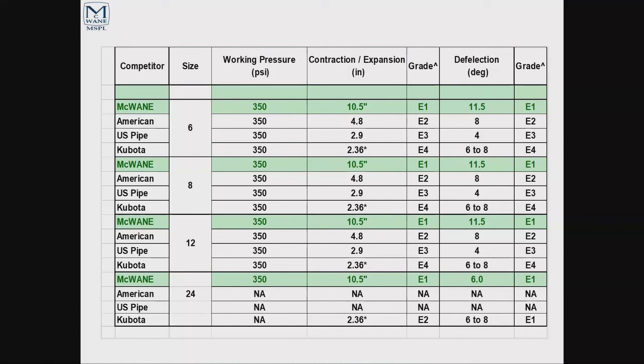Here's another offset of the different ductile iron manufacturers: US Pipe, American, Kubota. Kubota is Japanese, and they're actually in the market as well. They did a job in Vancouver as well, and their deflection is about 6 to 8. Ours is about 11, so we're pretty equal. We wanted to be able to move as much as we needed to.